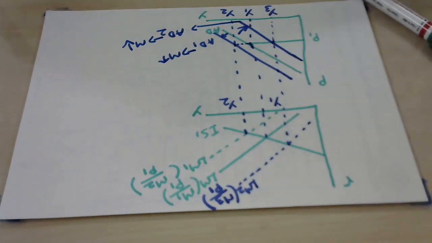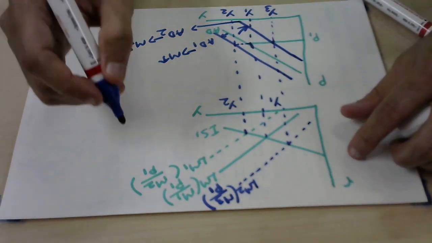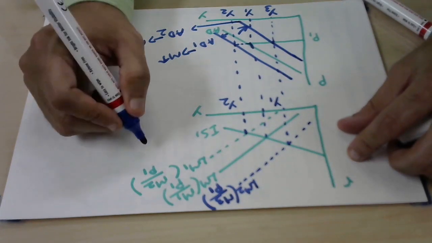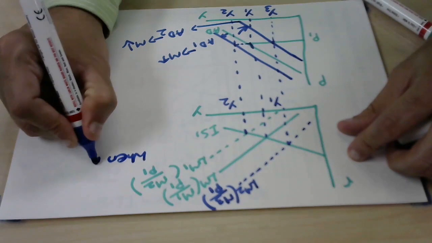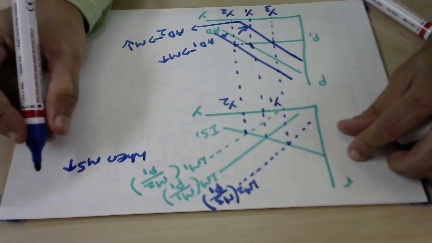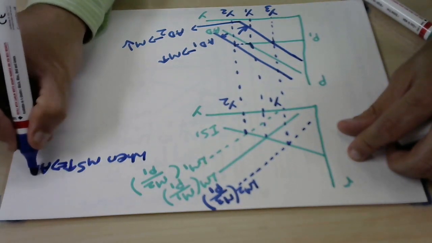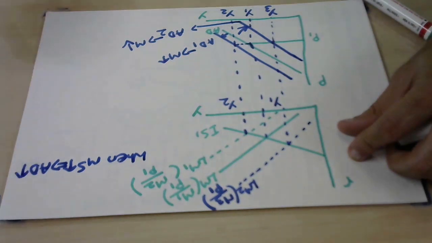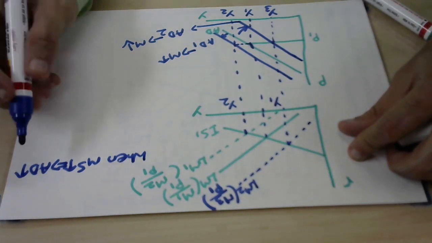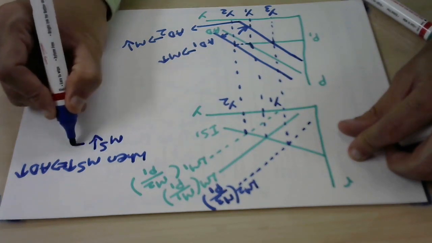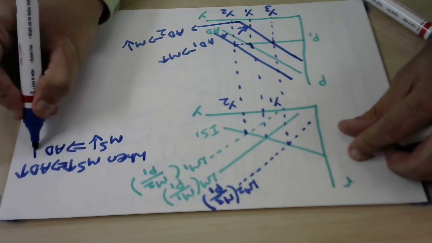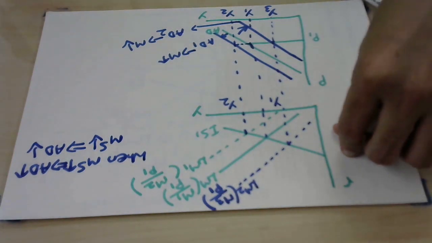So what we have seen is that when money supply goes up, the AD curve shifts to the right, an upward arrow showing a rightward shift, and when money supply is falling, the aggregate demand curve is shifting down.